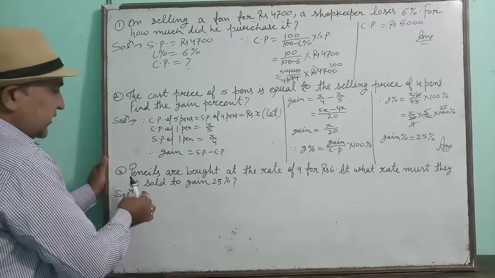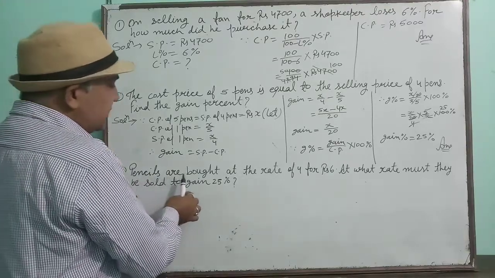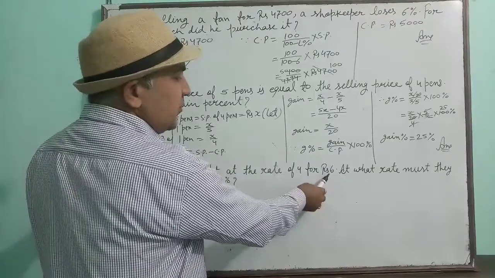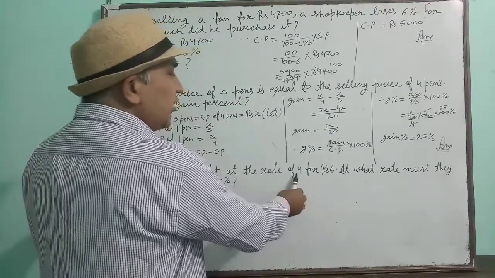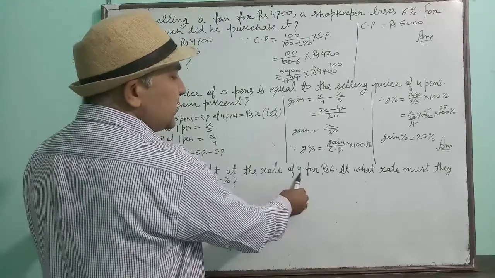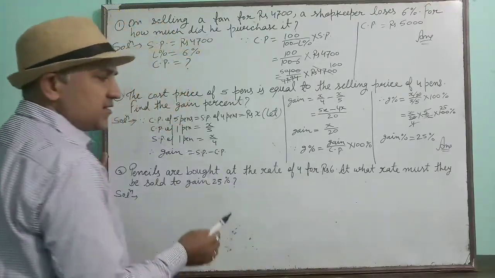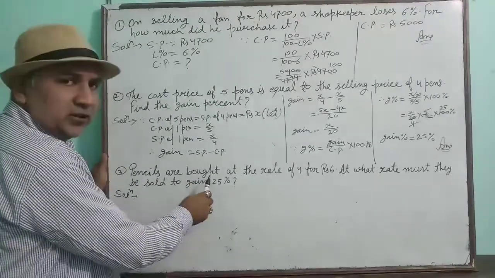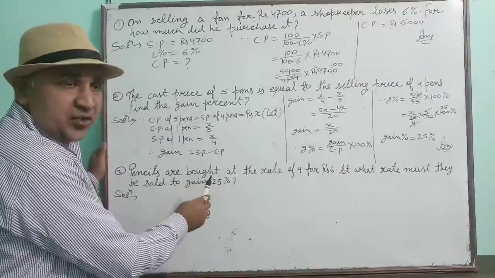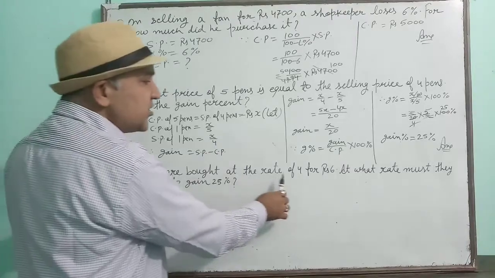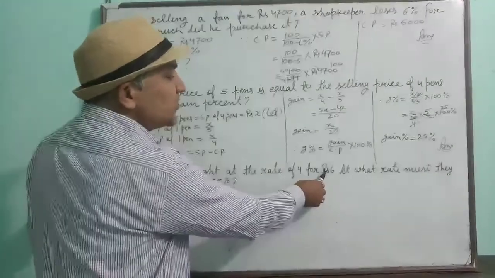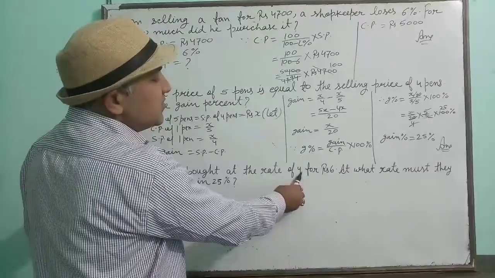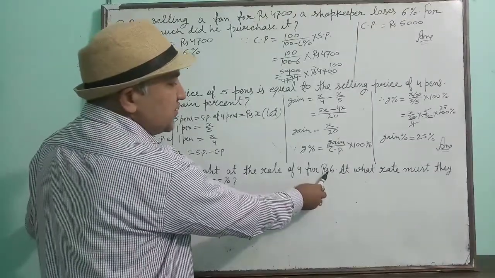In this question it is given that pencils are bought at the rate of 4 for 6 rupees. That means the cost price of 4 pencils is equal to rupees 6. Bought means purchased. Pencils are purchased at the rate of 4 for 6 rupees, that means the cost price of 4 pencils is equal to 6 rupees.